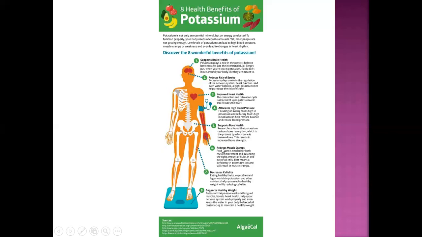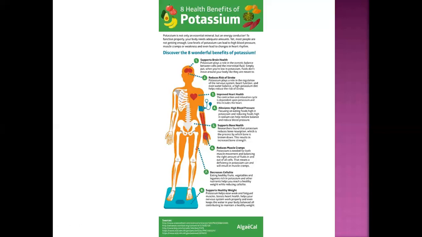It reduces muscle cramps. Potassium is needed for both muscle movement and balancing the right amount of fluids in and out of the cells. So deficiency of potassium can result in muscle cramps.